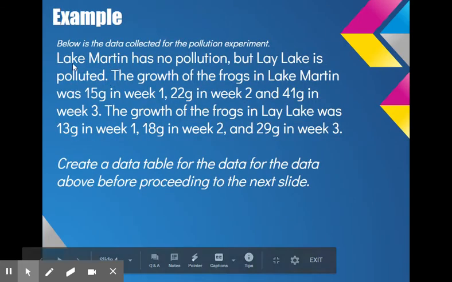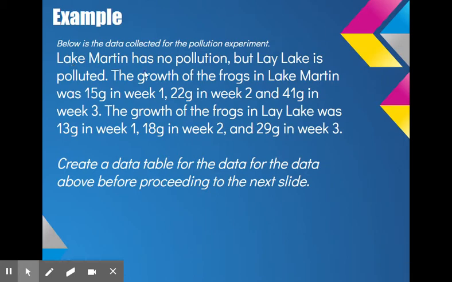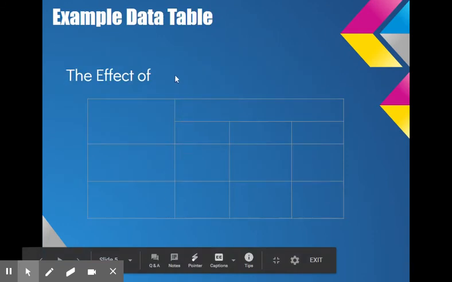Let's try one for practice. Lake Martin has no pollution, but Lay Lake is polluted. The growth of frogs in Lake Martin was 15 grams in week 1, 22 grams in week 2, 41 grams in week 3. The growth of the frogs in Lay Lake was 13 grams in week 1, 18 grams in week 2, and 29 grams in week 3. Create a data table for the data. On the next slide, we're going to show you how to set it up. All right, so pause the video right now and create this data table.